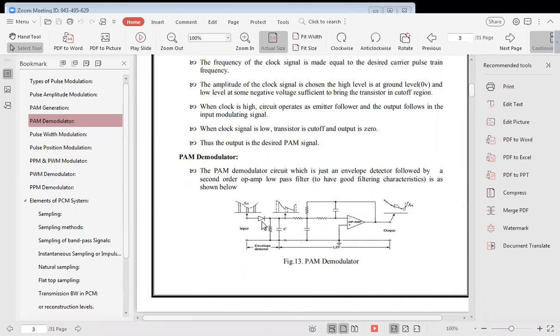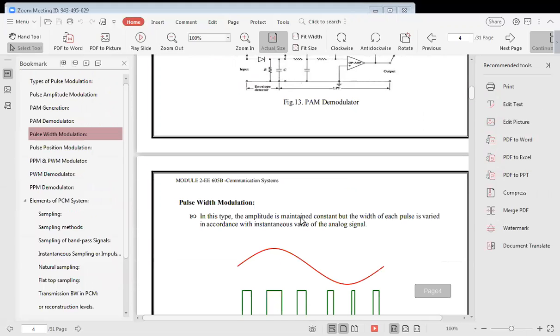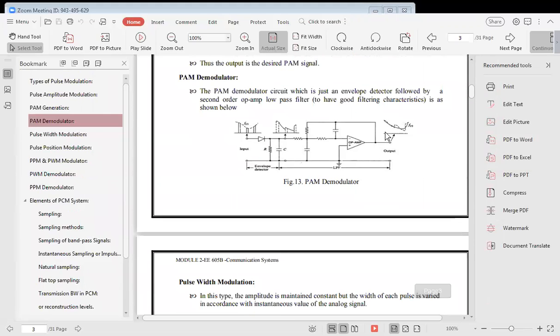to an envelope detector, and we get only the positive side of the signal, and there is a low pass filter. These deformities are smoothed by the low pass filter, and we get the message signal recovered from the detector, or the detected signal. This is a simple demodulator circuit. So there are two parts: one block is the envelope detector, another is the low pass filter. This is the PAM demodulator.